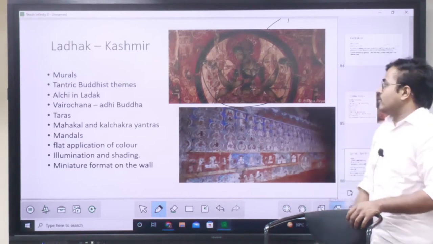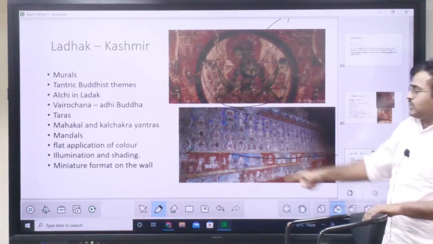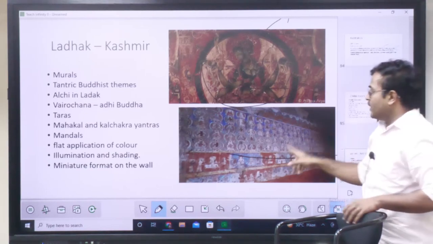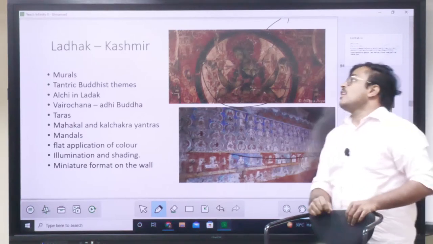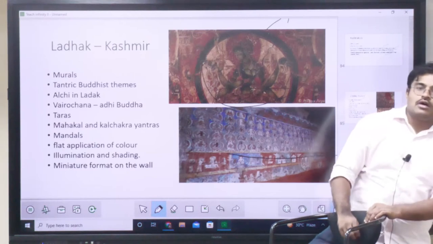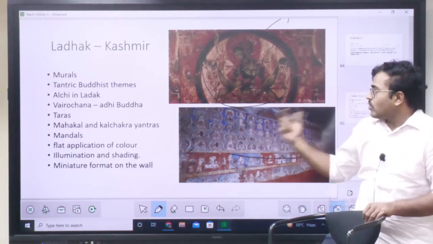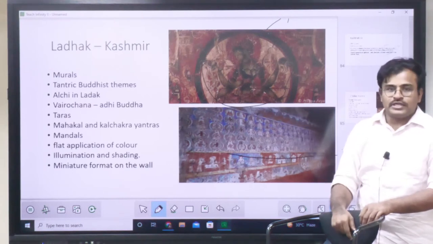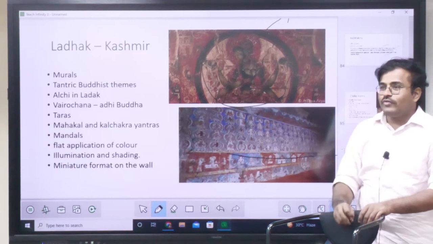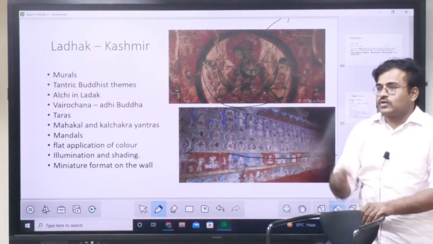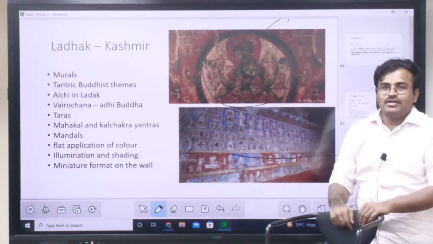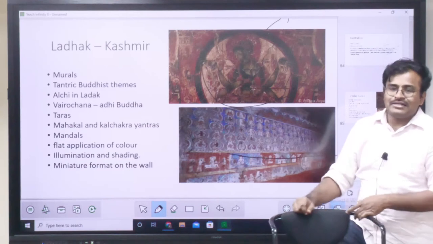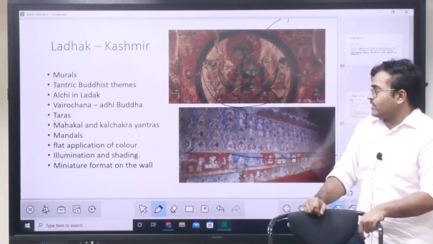Along with that, there are also many miniature paintings present on this wall. Miniature format, small images. We'll talk about the miniature format later. So these kinds of images are also present. And in most of the Ladakh paintings, they also gave emphasis to the Mahakala and Kalachakra Yantras and Mandalas. I think I talked about Yantra and Mandala once. They are the rangolis on which people usually sit and meditate. In movies, they are usually used to exorcise demons from people. A big rangoli will be there. Those kinds of rangolis are known as Mahakala, Kalachakra Yantra or Mandala, which is present in this Alchi Buddhist complex in Ladakh region.